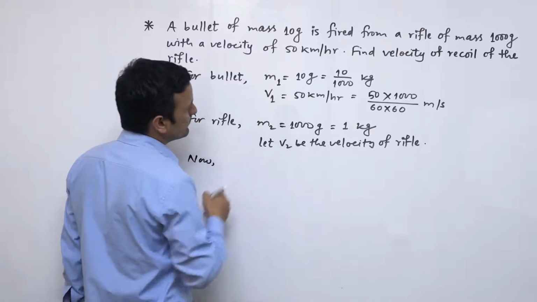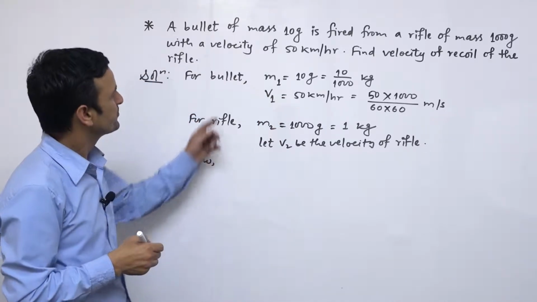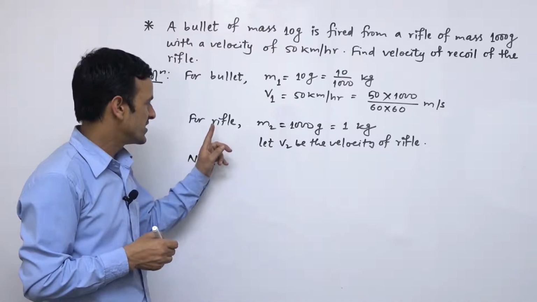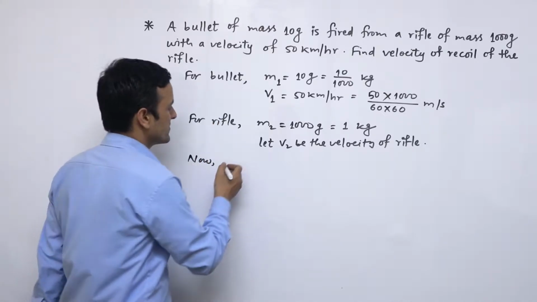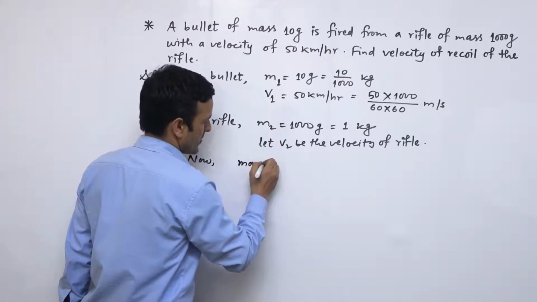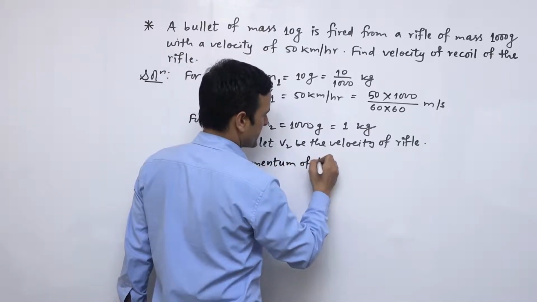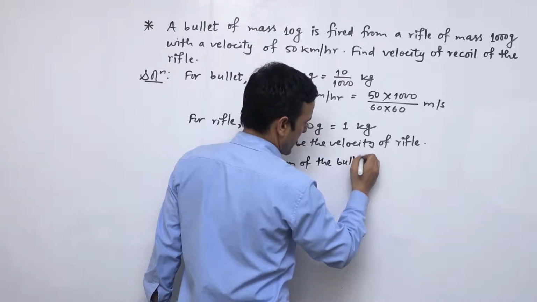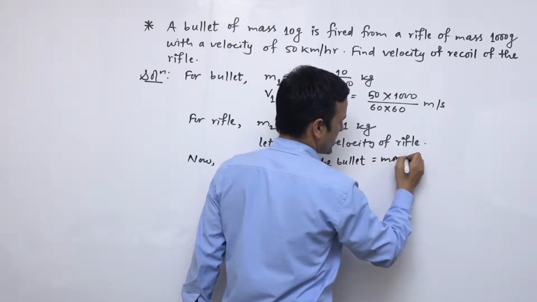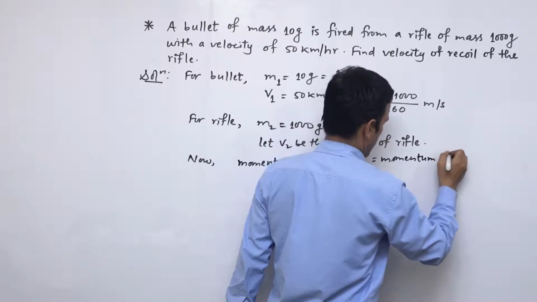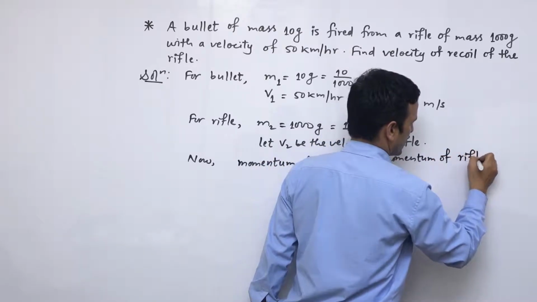Now the momentum of the bullet is equal to the momentum of the rifle. Now we can write down the momentum of the bullet is equal to the momentum of the rifle.